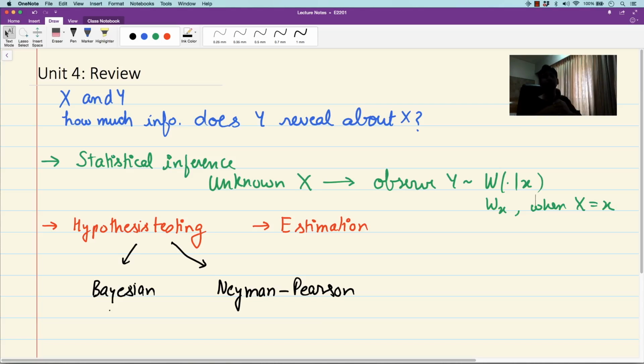Then we went to the Neyman-Pearson formulation. Now the criterion was slightly different. Our goal was to minimize the probability of error of type 2. What was this? It was the probability that you declared 0 when the true hypothesis was 1. You declared null when the true hypothesis was the alternative. You want to minimize this probability of error of type 2 while keeping the probability of error of type 1 below epsilon. What is the probability of error of type 1? It is the probability that you declare 1 when the true hypothesis was 0.